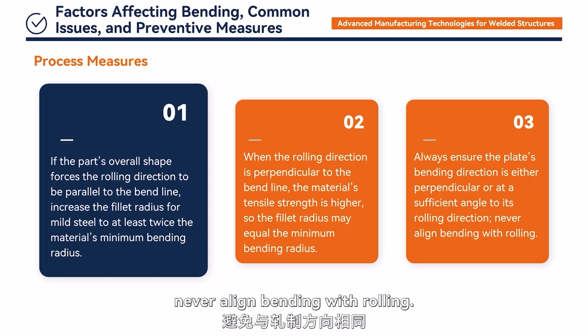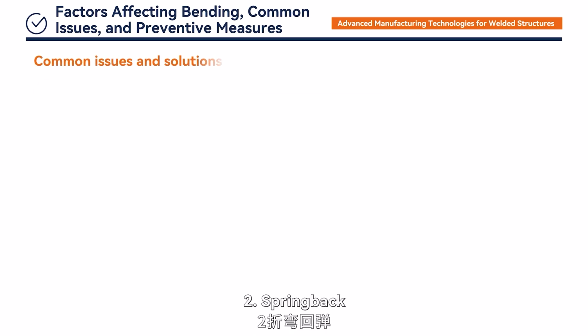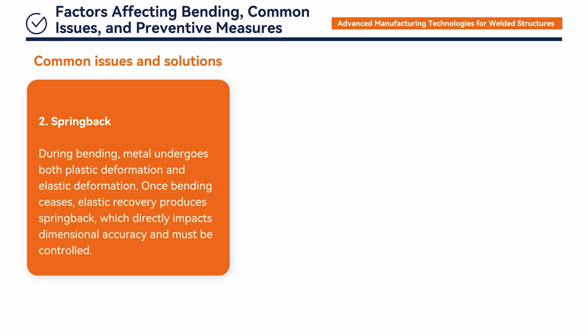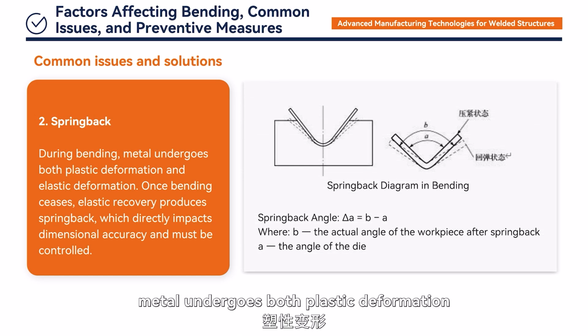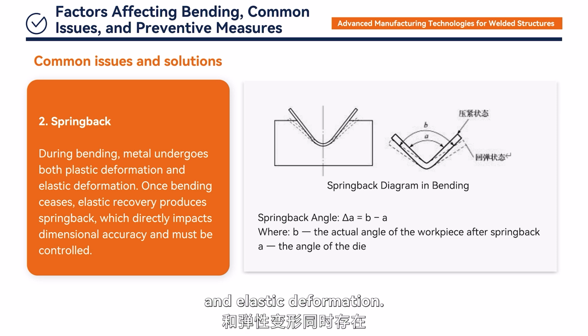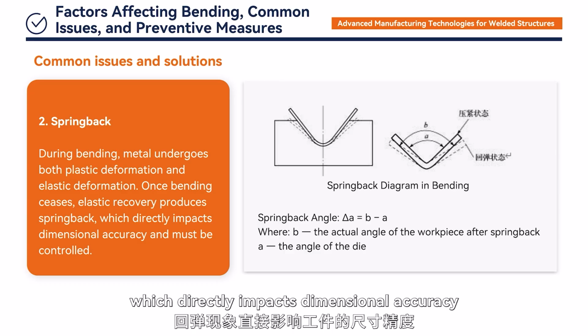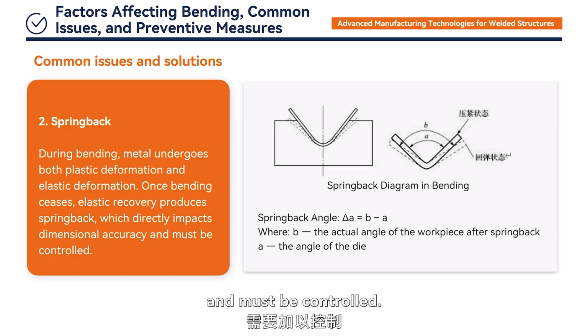Never align bending with rolling. 2. Spring back. Another frequent issue is spring back. During bending, metal undergoes both plastic deformation and elastic deformation. Once bending ceases, elastic recovery produces spring back, which directly impacts dimensional accuracy and must be controlled.